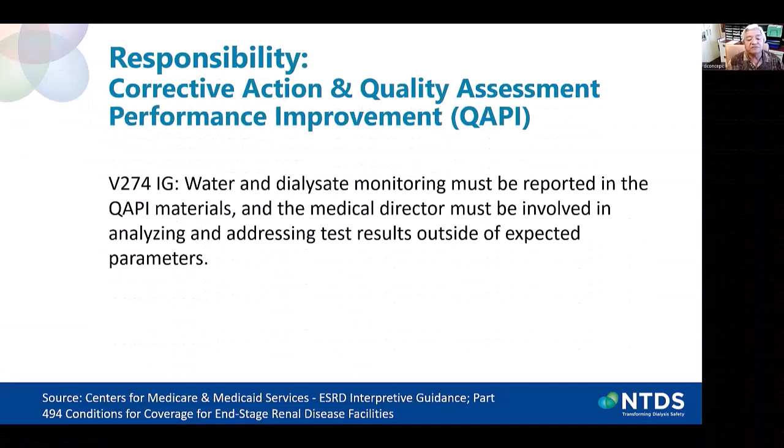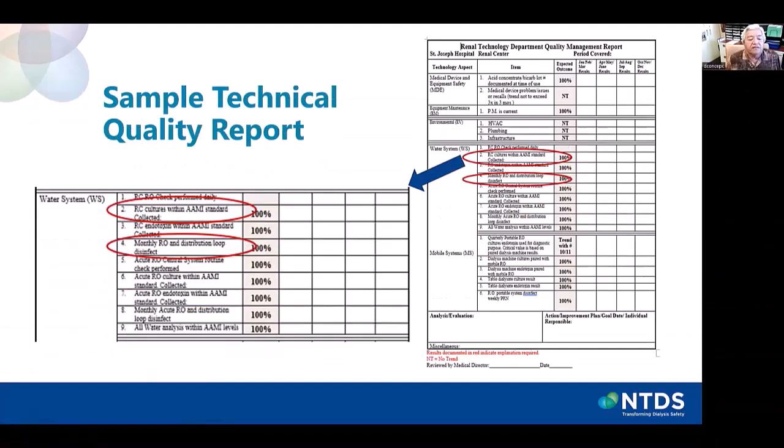Interpretive guidance V274 requires that water and dialysate monitoring must be reported in the QAPI materials, and the medical director must be involved in analyzing and addressing test results outside of the expected parameters. Laboratory results from the different recognized dialysis labs include a signature section for the physician reviewing the results on the report document and is filed for future CMS or DHS survey references. This is a sample technical quality report that lists items that are typically reviewed during a survey.